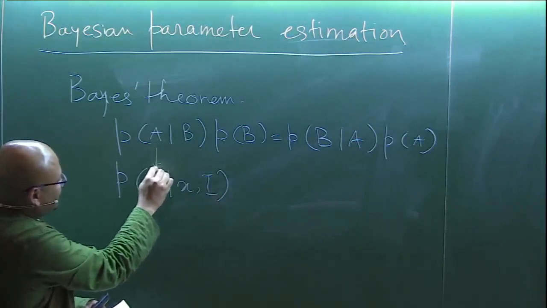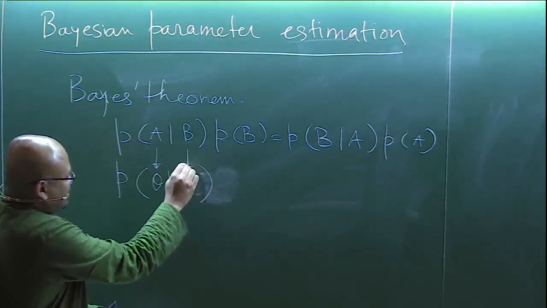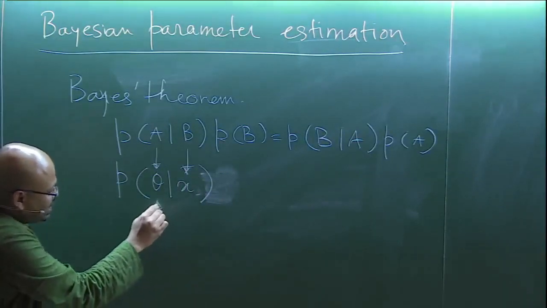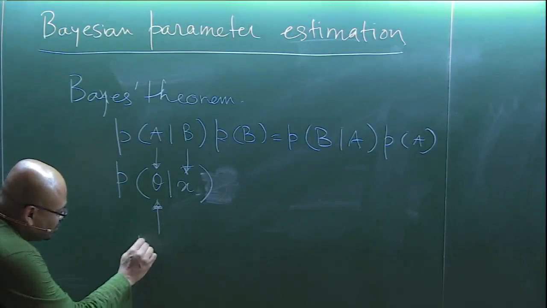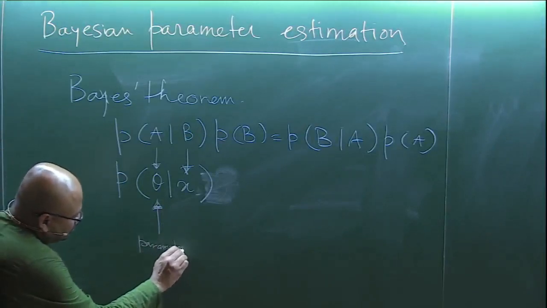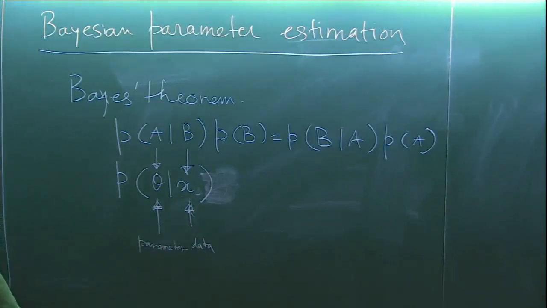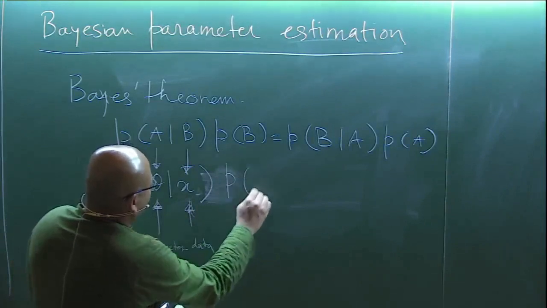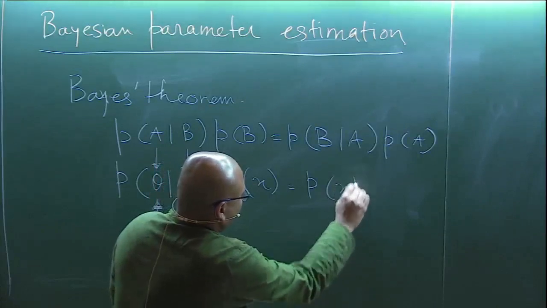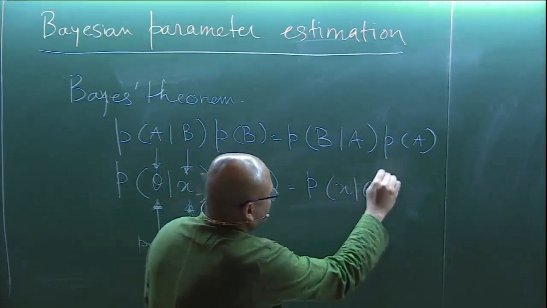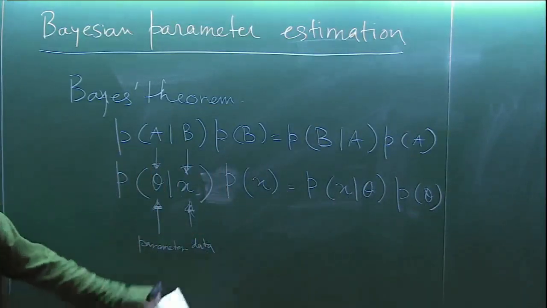Now, if I replace A with theta and B with x, where theta is a parameter that we are trying to measure, or a set of parameters that we are trying to measure, and x is the data, then the Bayes theorem looks like this.